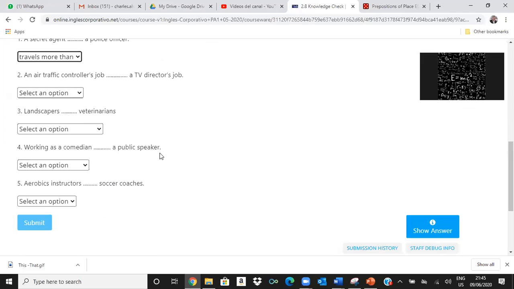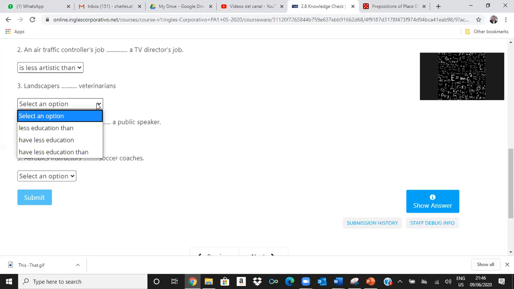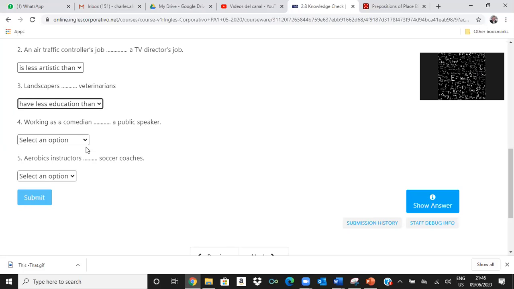Number two, an air traffic controller's job, blank, a TV director's job is less artistic than. Is less artistic than. Okay, let's read it. An air traffic controller's job is less artistic than a TV director's job. Very good. Number three, landscapers, blank, veterinarians. Landscapers have less education than. Less education than. Yes, very good. Good job.